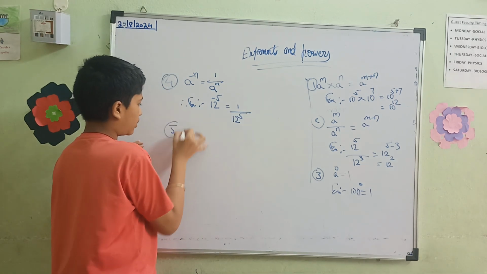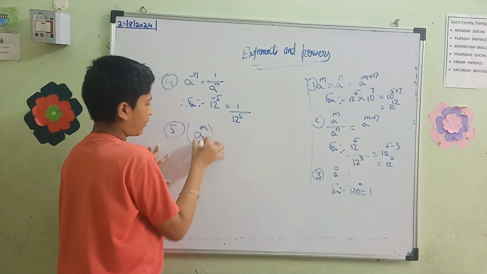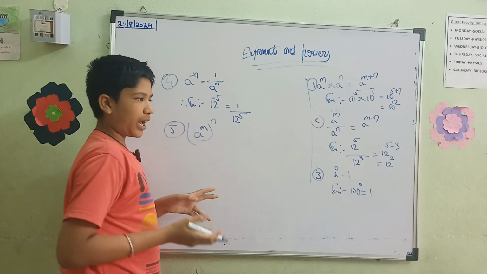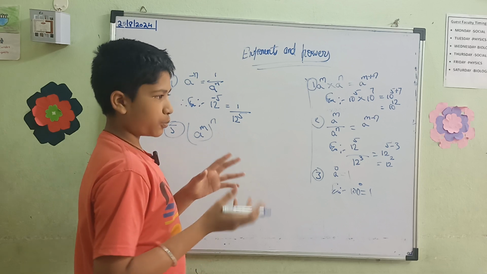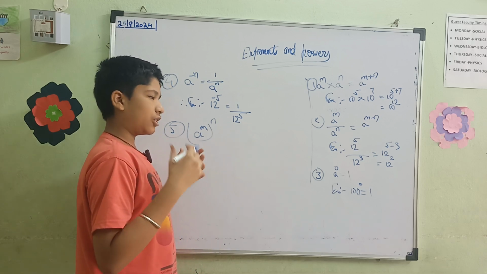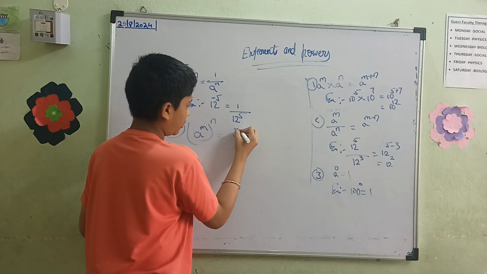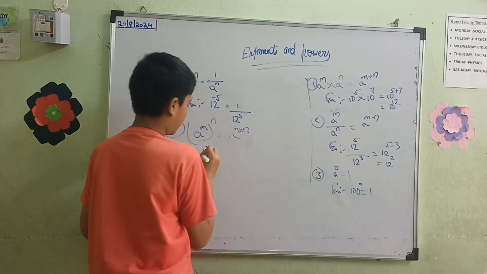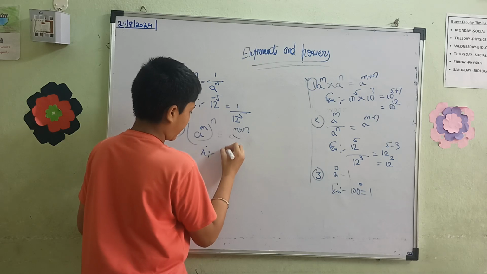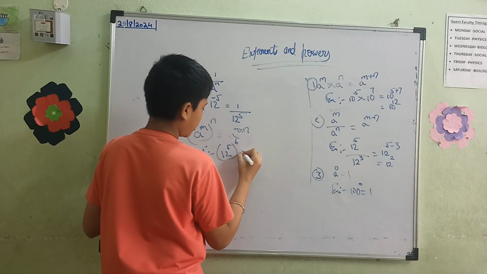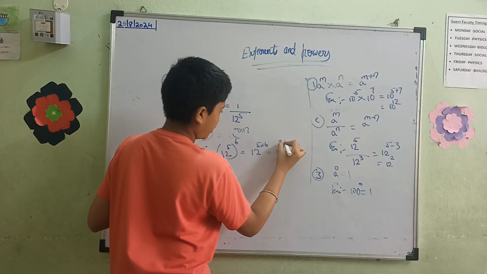And the fifth law, the power to the power law, a to the power m whole to the power n. When one term has an exponent and that term is raised to another exponent, we can write that as a to the power m into n. Example, 12 to the power 5 whole to the power 6. You can write that as 12 to the power 5 into 6, equals 12 to the power 30.